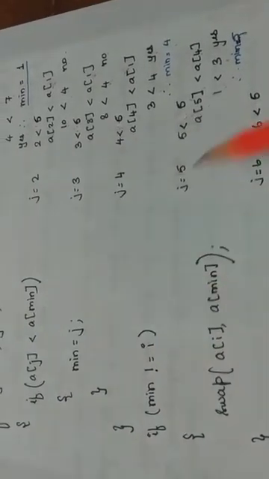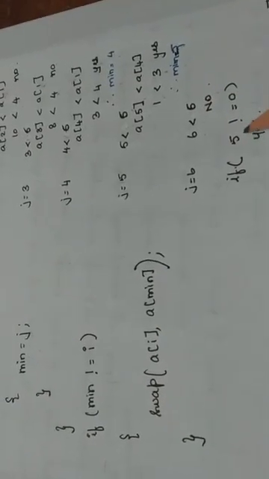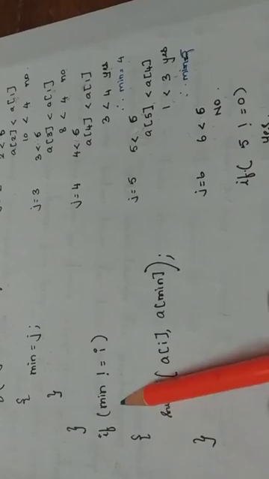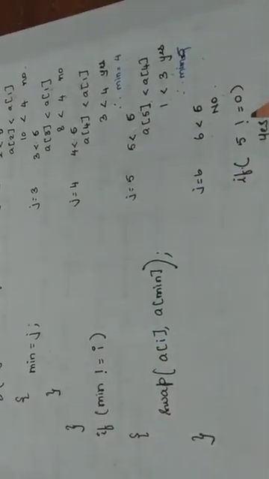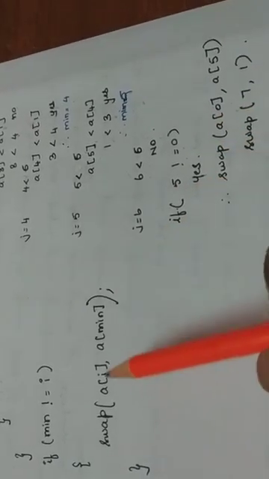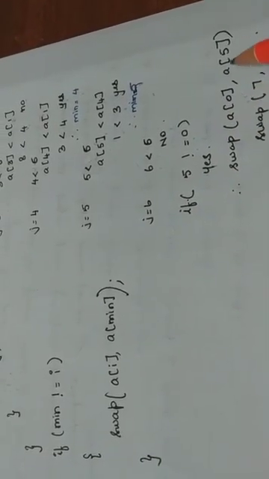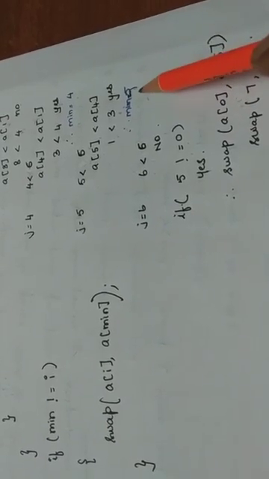j gets incremented. Is 6 less than 6? No. So the minimum now is 5. Is 5 not equal to 0? Yes, it is. So what we do is swap a of i and a of minimum. I is 0, and minimum is 5.